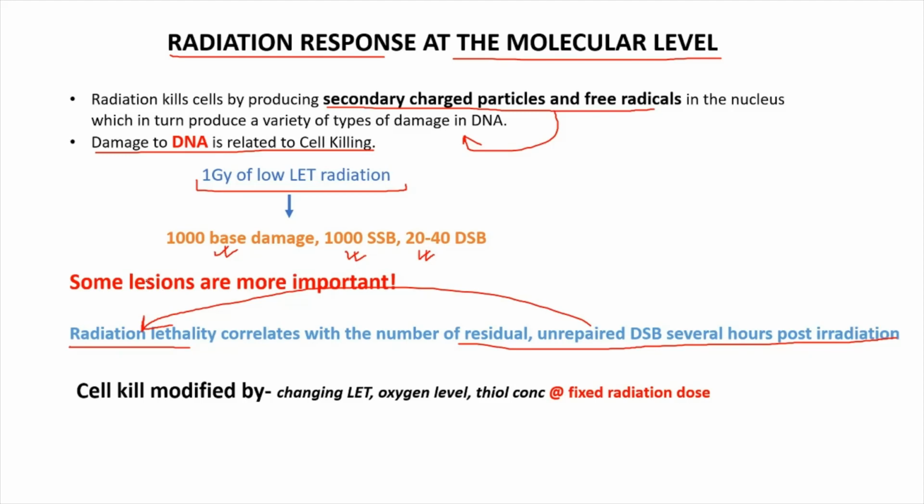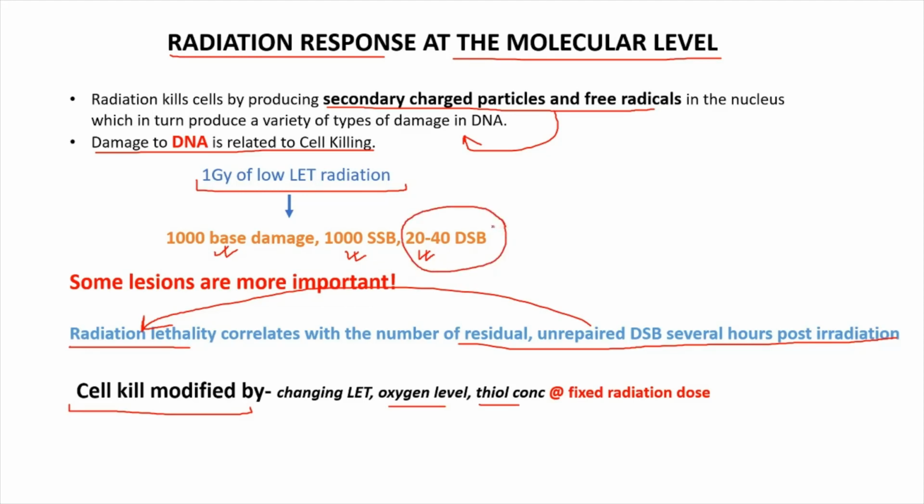So now the next question is, if we modify the cell killing. This cell killing can be modified by different parameters, like changing the linear energy transfer of the radiation, or by changing oxygen level, or by changing thiol concentration, keeping the radiation dose fixed. If you change these parameters, what are you changing? You are changing the amount of base damage, the amount of single strand breakage, and the amount of double strand breakage. But what is more important? More important is the amount of double strand breakage.